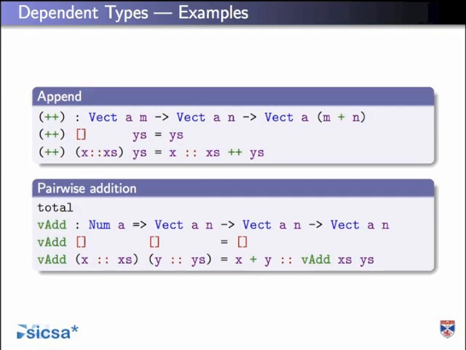So we can add this keyword total, which basically says to the compiler, please check that this function is terminating and covers all inputs, and report an error if it isn't. The way it checks it is just by looking at the structure of the function. So it's not a particularly clever check. You know, we haven't magically solved the halting problem here. It is conservative. It's not going to find every possible total function, but it means that you can have that added confidence that your function is defined for all inputs.